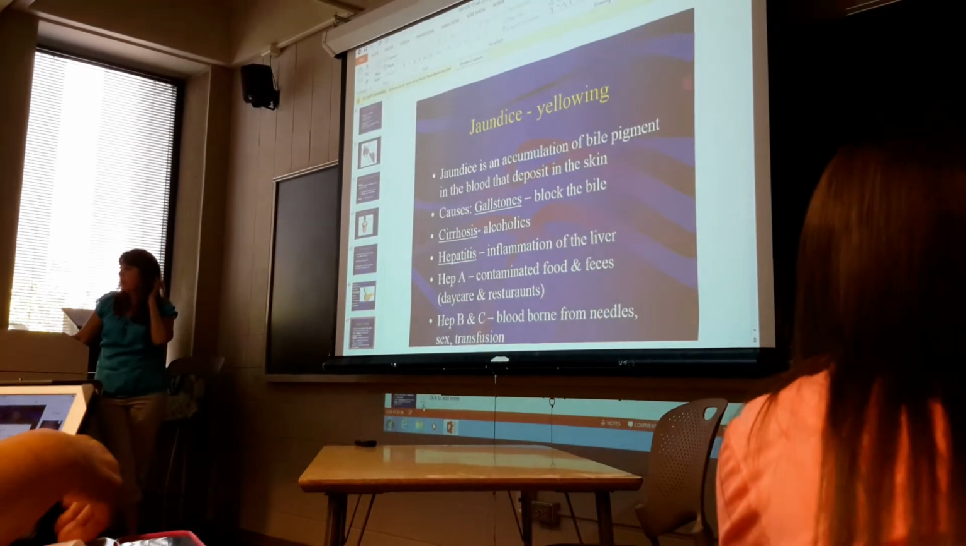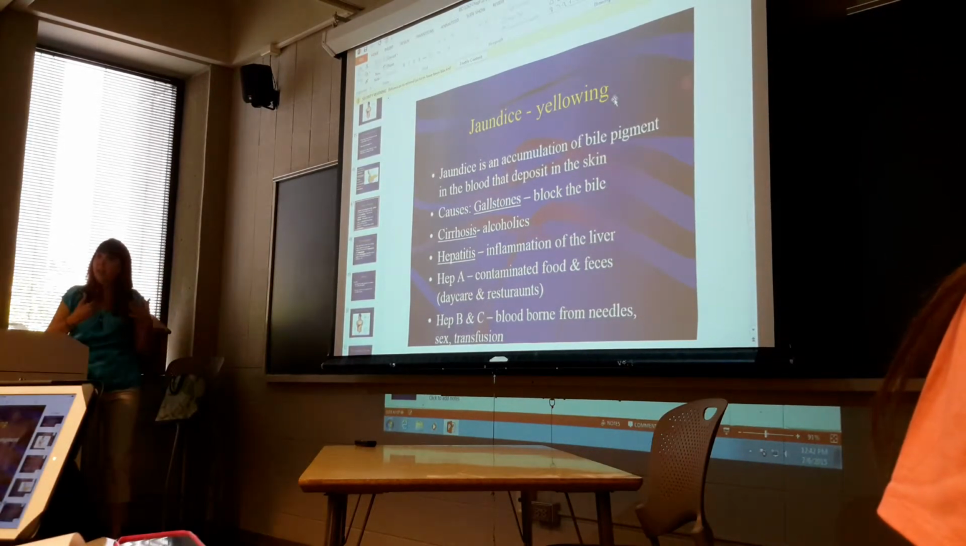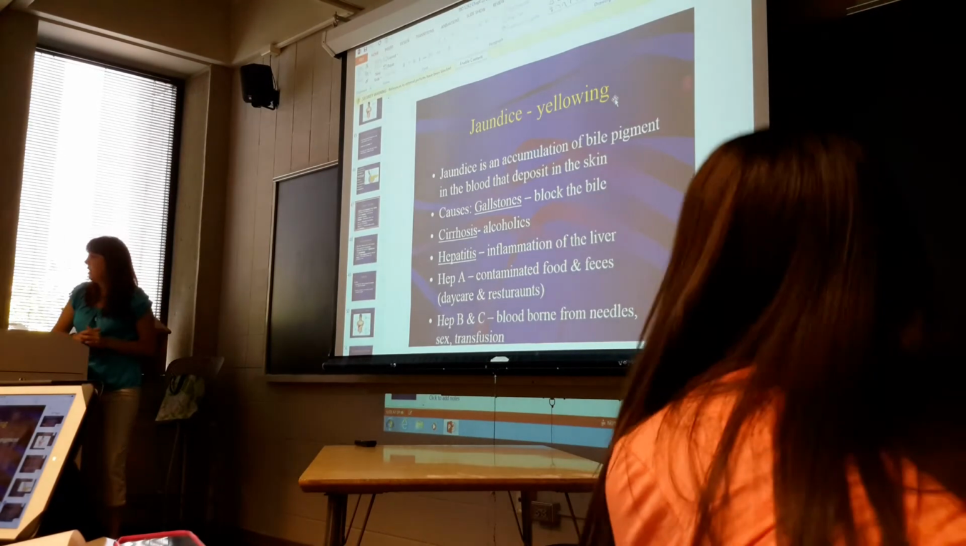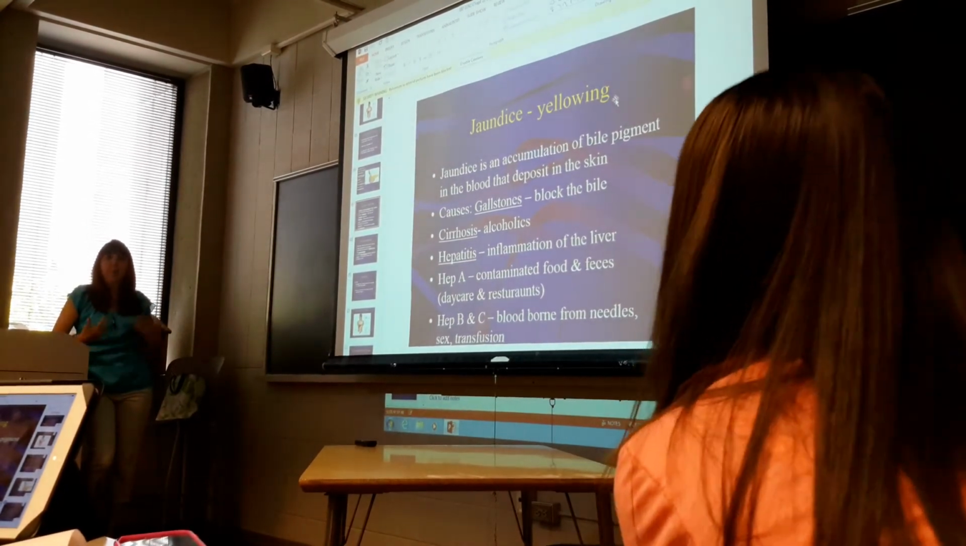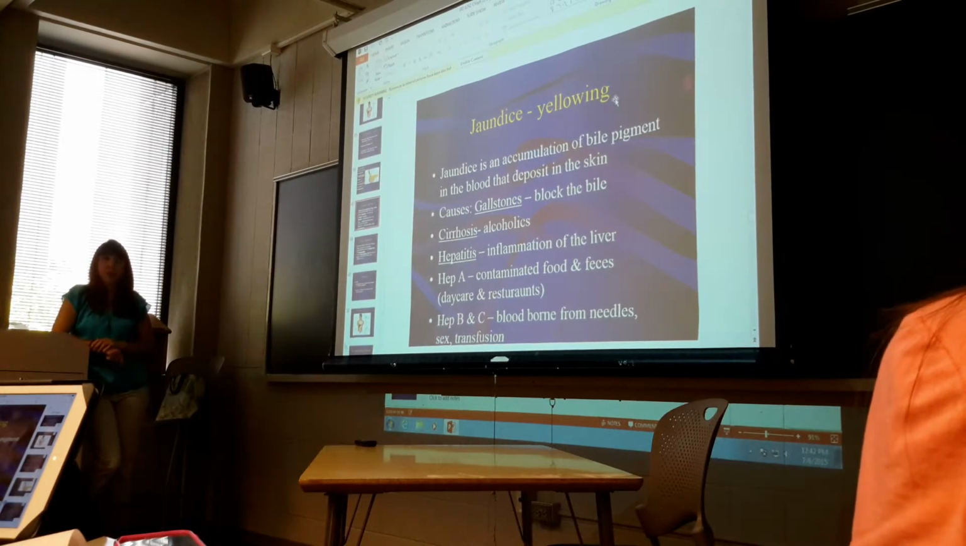And then things that go wrong is jaundice. Jaundice is an accumulation of bile in our skin. Bile is kind of that greenish pigment, and it's going to build up underneath the skin, and we're going to get that yellowy color in our skin or in the whites of our eyes.